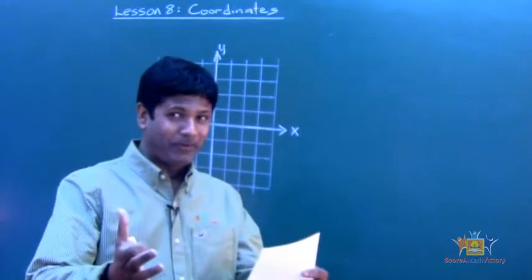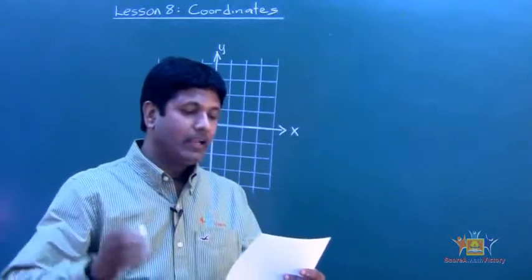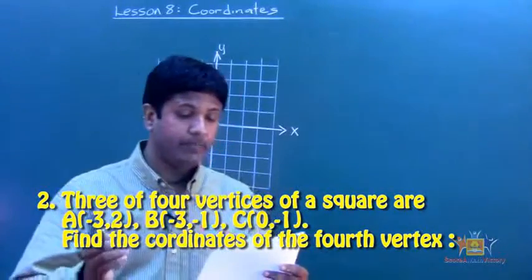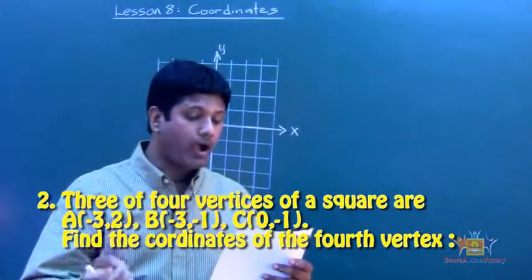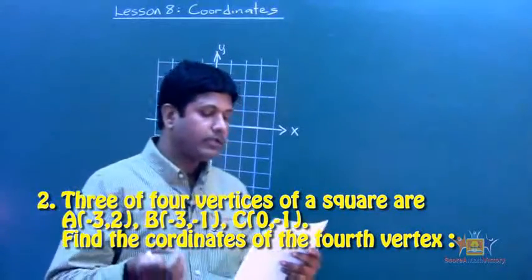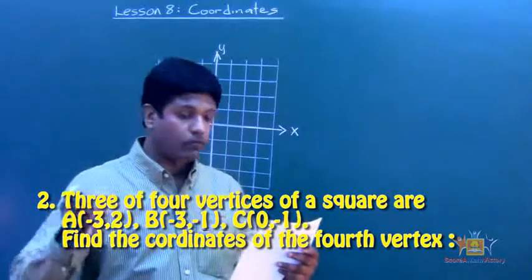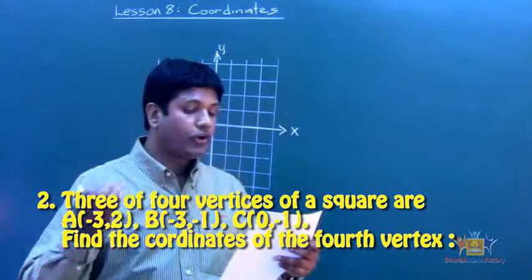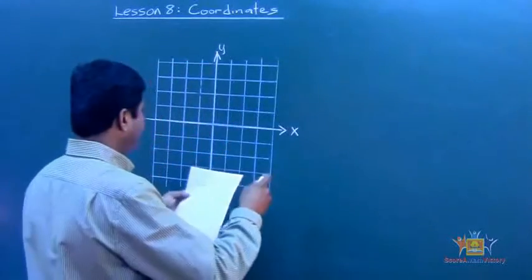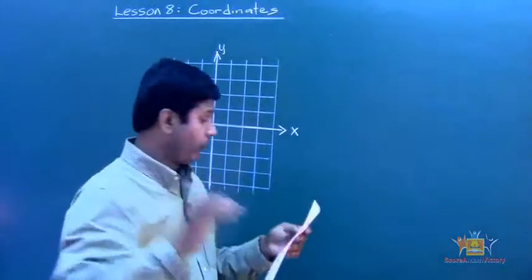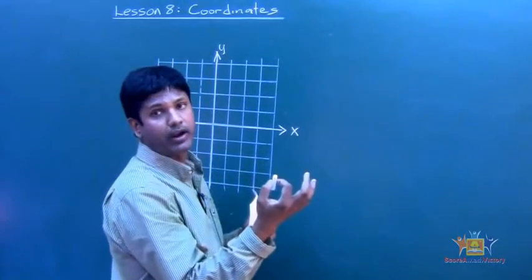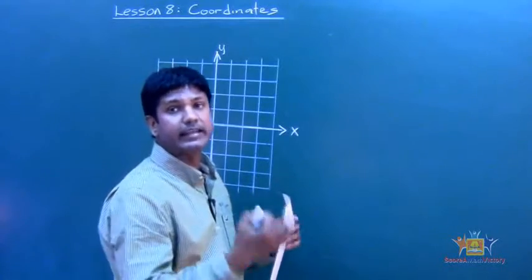Alright, my dear student, ready for problem number 2? Let's do it. Problem number 2 says 3 of 4 vertices of a square are A, negative 3, 2, B, negative 3, negative 1, and C, 0, negative 1. Find the coordinates of the 4th vertex. So let's write that down. You're given 3 vertices out of the 4 of a square, and we know the characteristic of a square: all sides are equal length.